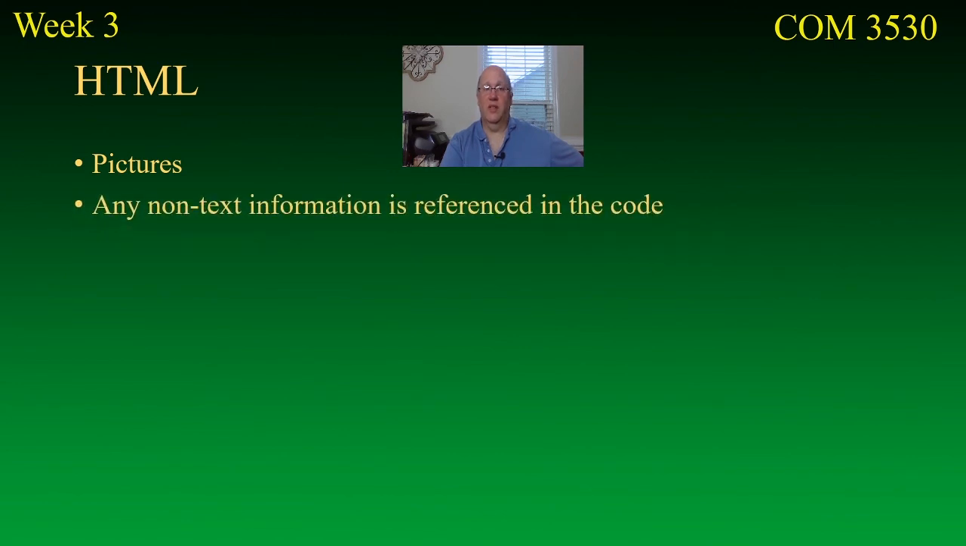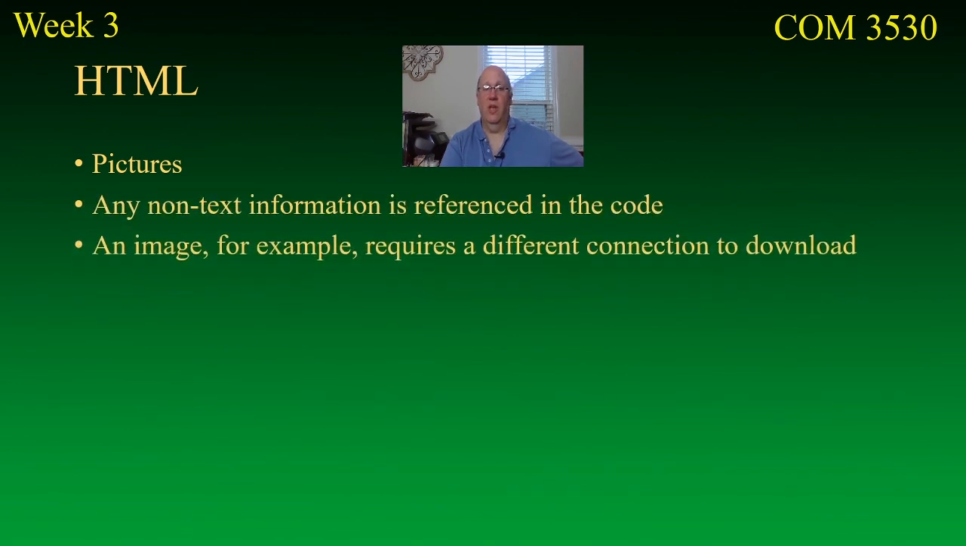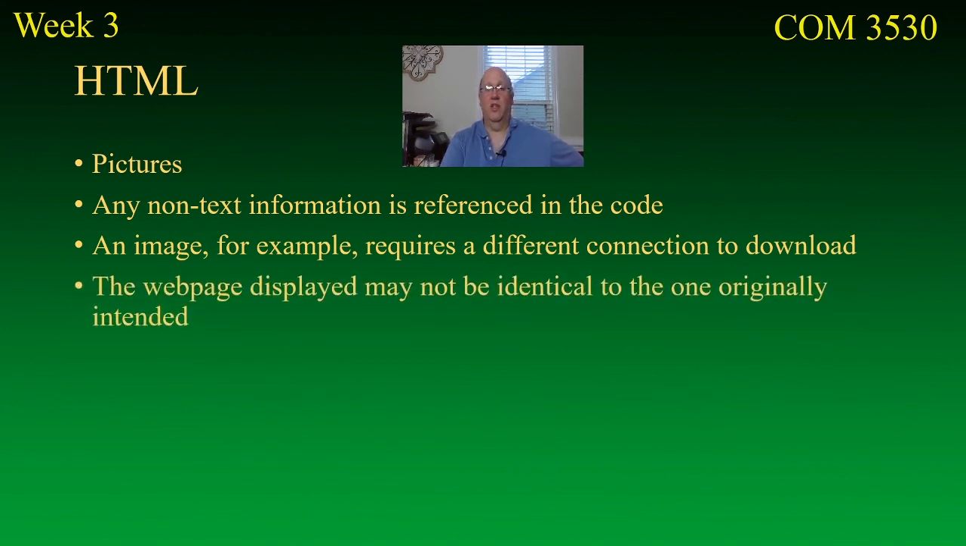And so any non-text information is referenced in the code, and all of these require a different connection, meaning once the browser downloads the code, starts putting together the page, if it sees a spot where a picture is needed, it will have to go back to the server and say, give me that picture. Then when the picture comes in, it will display it on the page, which is why your page doesn't always load all at the same time. And a web page displayed may not be identical to the one originally intended, meaning that every computer may be interpreting this slightly differently, depending on what fonts the computer has, what the computer's characteristics are, how old the computer is, and things like that.